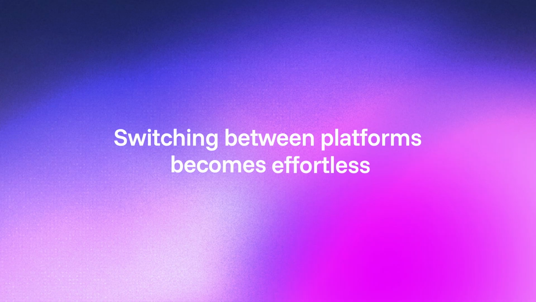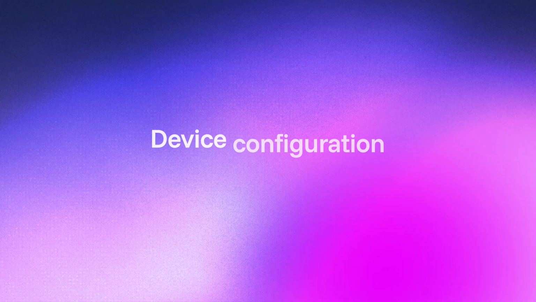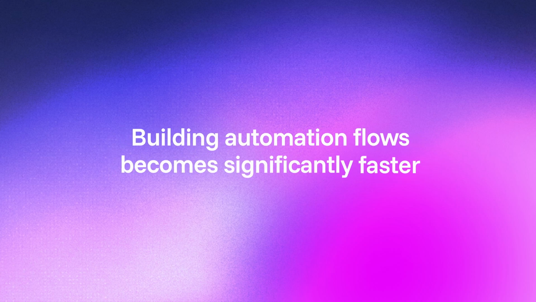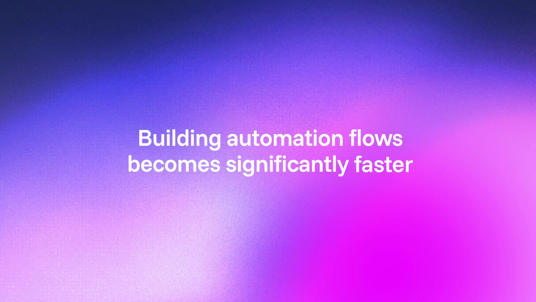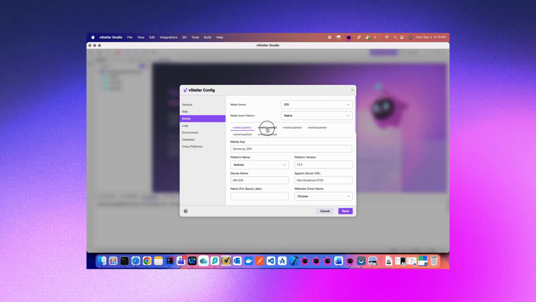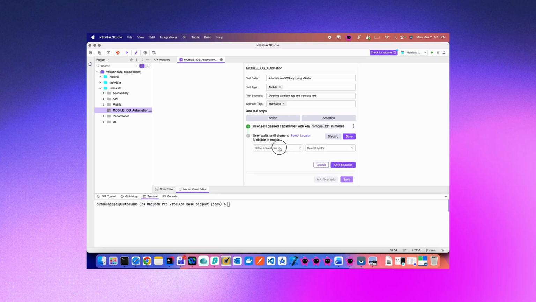Switching between platforms becomes effortless, device configuration becomes visual, and building automation flows becomes significantly faster. With the Visual Editor, you get predefined automation actions, built-in assertion support, capability binding, and automatic locator fetching. From configuration to execution, the entire workflow stays inside vStellar.